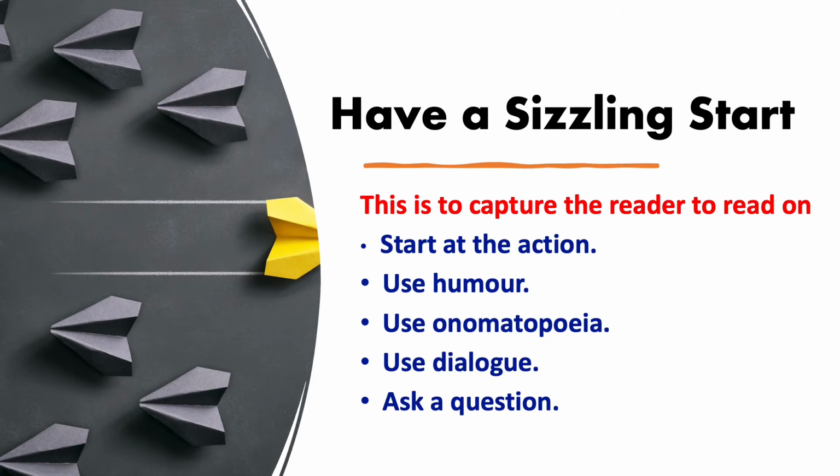Next important technique you need to use is a sizzling start. Sizzling start is to capture the reader to read on. You can start at the action where you start the story, or you can use humor to make it more punchy. You can also use onomatopoeia, what we call sound effect, like tick-tock, tick-tock. Or a dialogue can be used to make the reader curious. You also can ask a question to engage the reader in the story. So you can use one of these techniques to have a sizzling start.